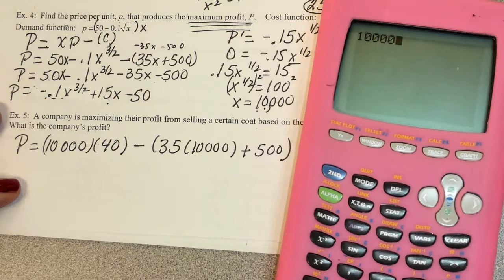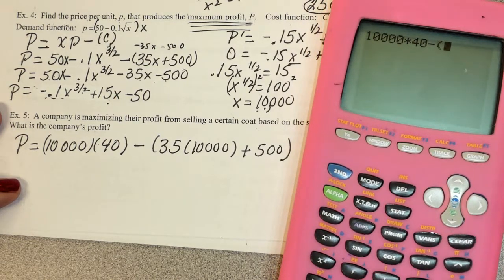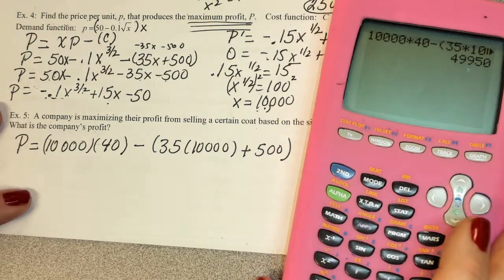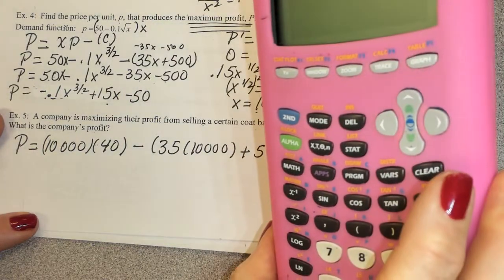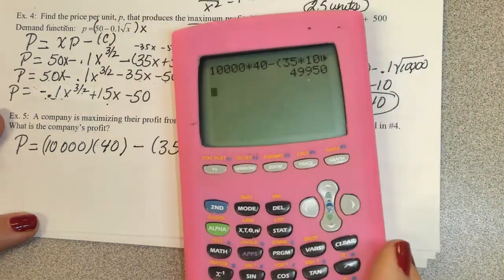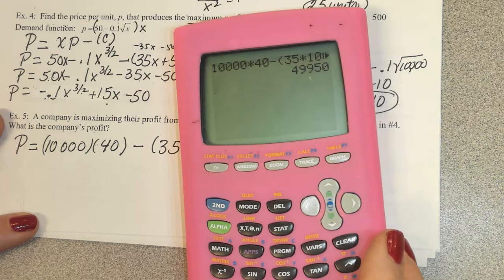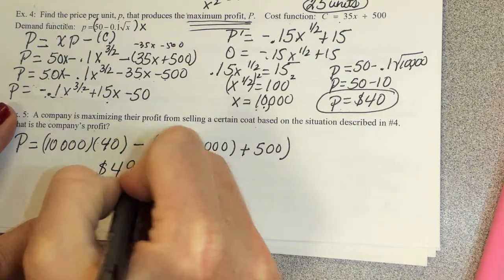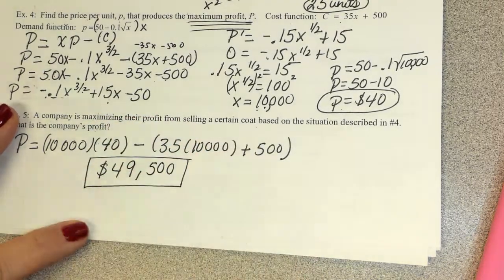10,000 times 40 minus parentheses 35 times 10,000 plus 500. And I get 49,950. Did anybody else get that same answer? I thought it was 49,500. Did you guys get 49,950? Yeah, I think I left off a 0 on my number or something. Okay, so yeah, it does end up being 49,500. And so that's going to be the company's profit.